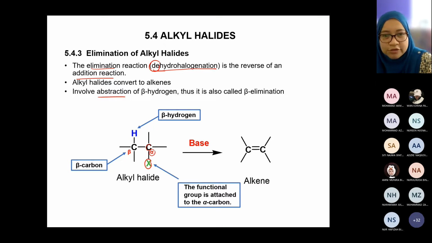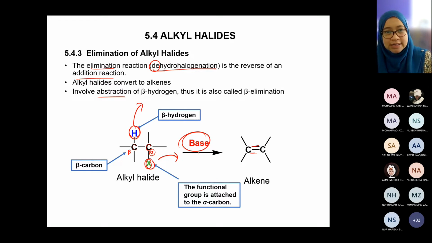Dia yang pegang halogen tu. So beta adalah adjacent ataupun next to the alpha carbon. Okay, next to. So sebelah dia lah. Exactly sebelah dia. So this one is beta carbon. So kalau dia adalah beta carbon, this will automatically be beta hydrogen. Okay, so that means ini keluar, yang ini pun akan keluar. Then baru dia boleh jadi alkene. Right? Baru dia boleh jadi alkene. So ini nak memperkenalkan you alpha dengan beta carbon.